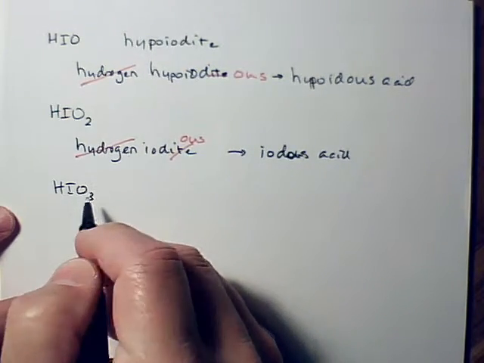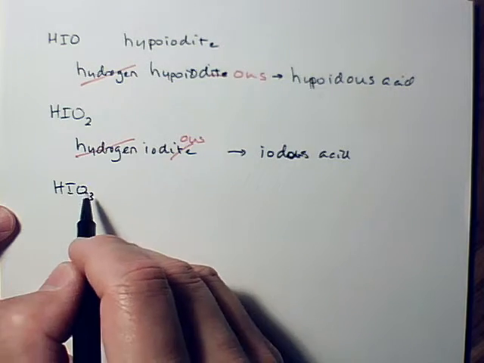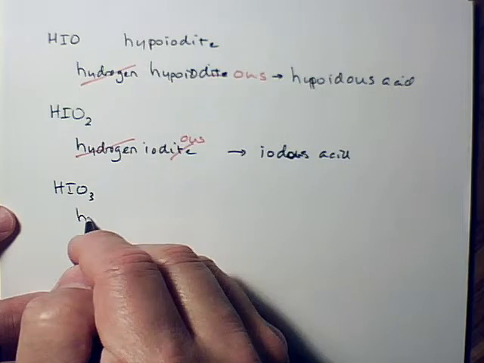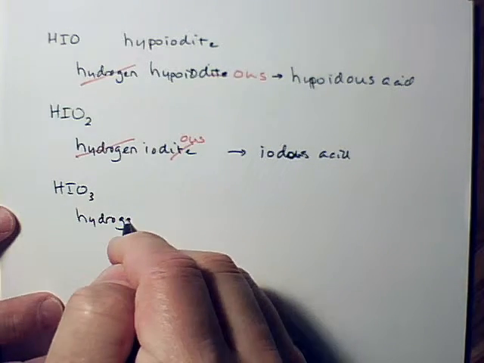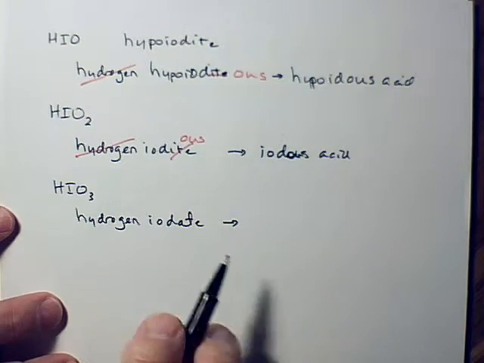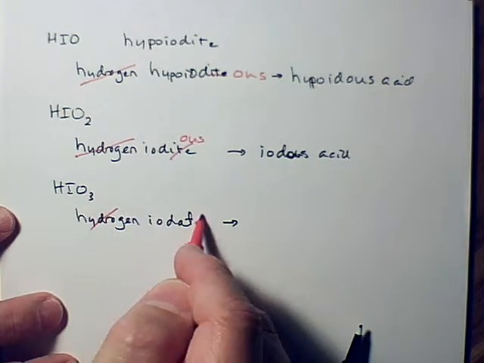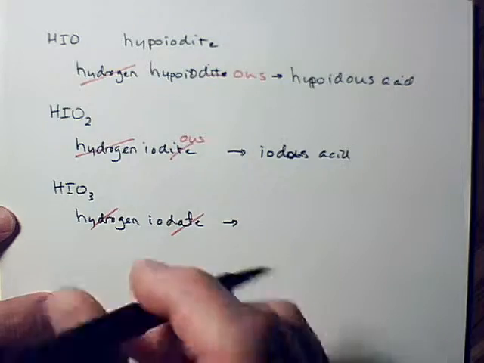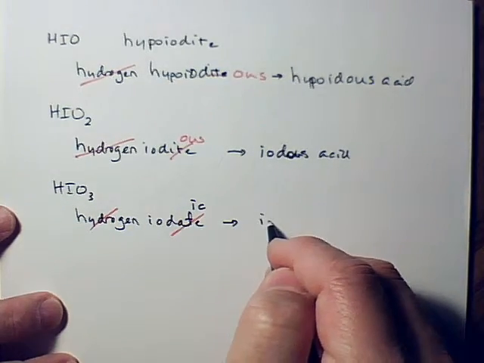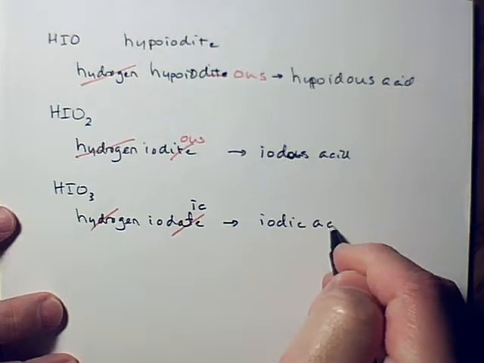HIO3. This polyatomic ion here is called iodate. So you name this hydrogen iodate. You drop the word hydrogen from the front. ATEs don't get changed to OUS. They get changed to IC. So this becomes iodic acid.